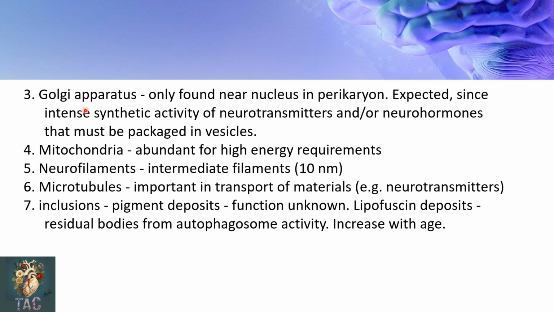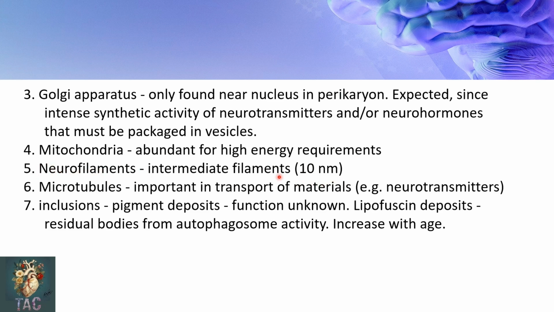So the next important component of the perikaryon is the Golgi complex, only found near the nucleus in the perikaryon, that is perinuclear in position, expected since intense synthetic activity of the neurotransmitters and neurohormones that must be packaged in the vesicles. Also important from high anabolic activity is the number of the mitochondria, so the cells have abundant mitochondria for the high energy requirements. They also have a large amount of the neurofilaments.